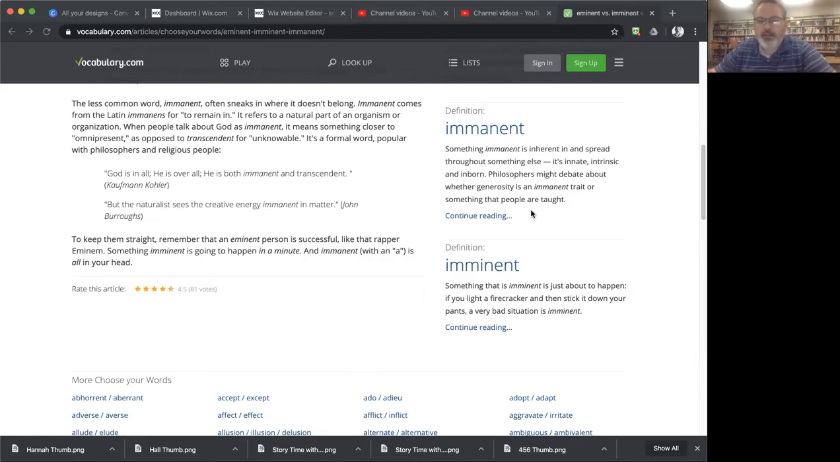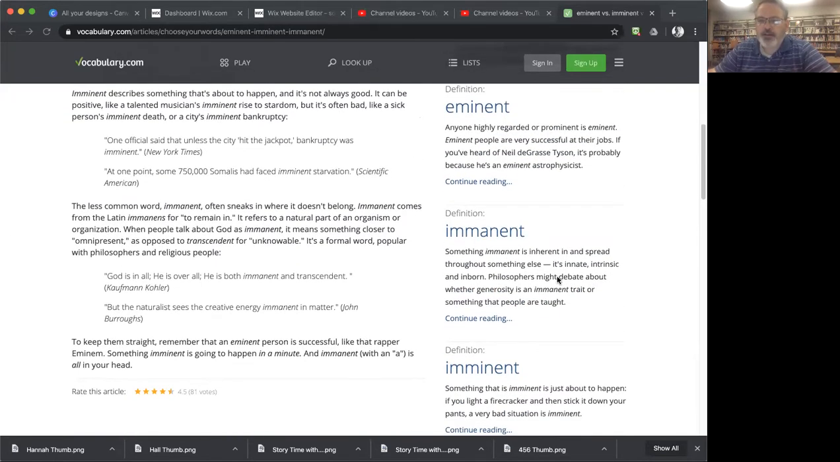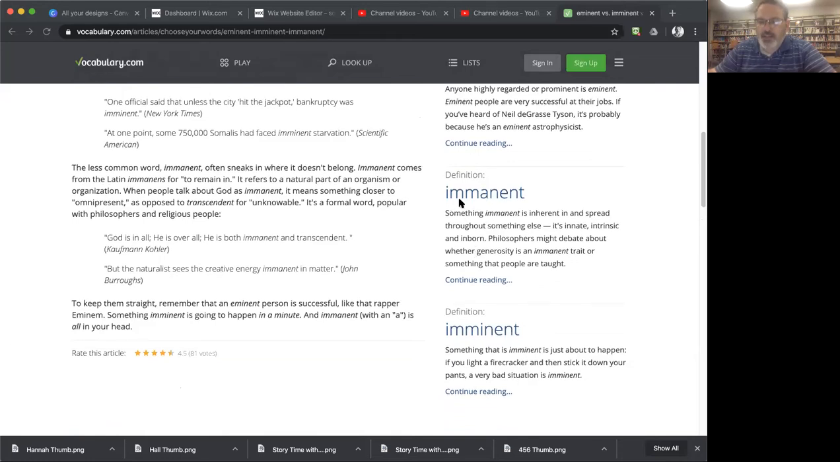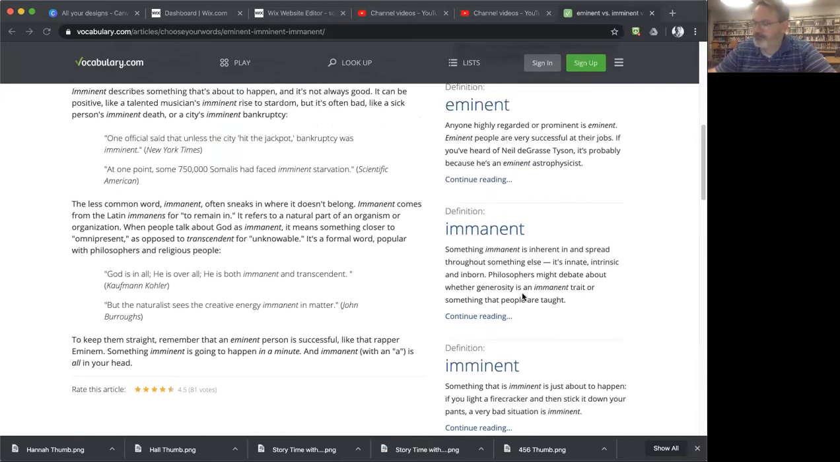And then imminent, I-M-M-I-N-E-N-T, it's about to happen. It's on its way. So there's three of them there. Eminent is the best in their field, someone who's very prominent. Immanent is something that's inborn or started off this way, and then imminent means something that's about to happen. Okay. We also wanted to look at emigrate and immigrate.